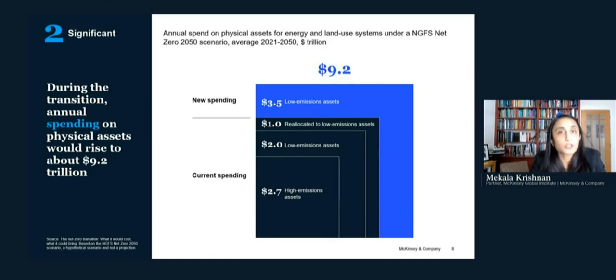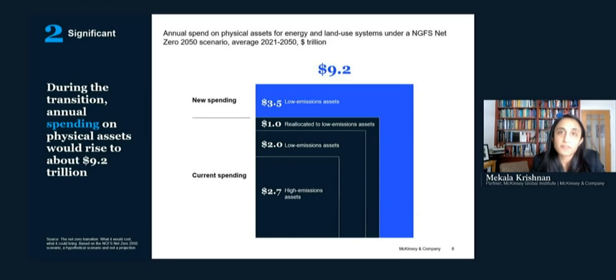But the scale of spending is not the only thing that makes this transformation significant. It's also the nature of that spending. You see a sliver on this chart that says reallocated to low emissions assets. What the net zero transition entails is a fundamental, not just scale up of spending, but a reallocation of spending from high emissions assets today to low emissions assets in the future.